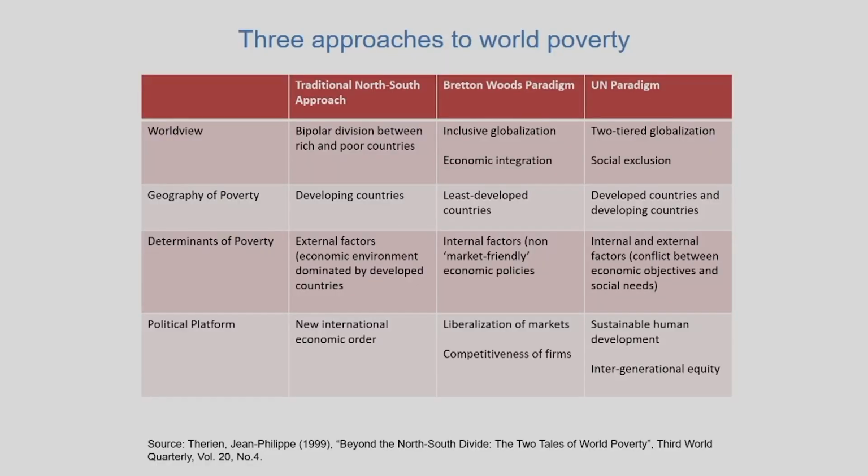Now, to sum up this discussion on this new approach to world poverty, where the global north, global south divide is being underplayed, there are three approaches basically which are followed by scholars across disciplines to be able to study world poverty. One is the traditional or the north-south approach, second is the Bretton Woods paradigm, and the third is the UN paradigm, as I have already discussed. First is the world view. The traditional north-south approach has the world view that the world is divided between rich countries and the poor countries, the rich countries being the global north and the poor countries being the global south.